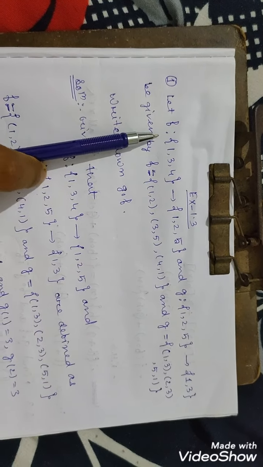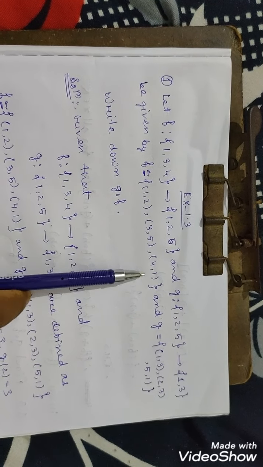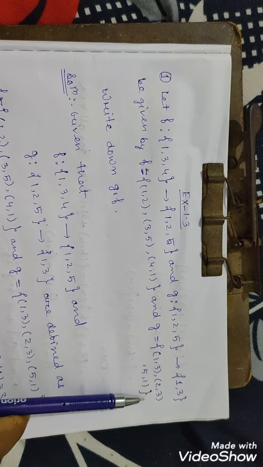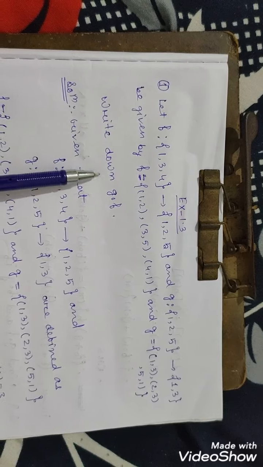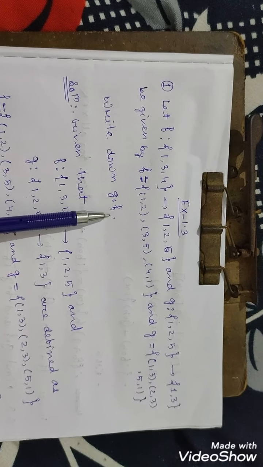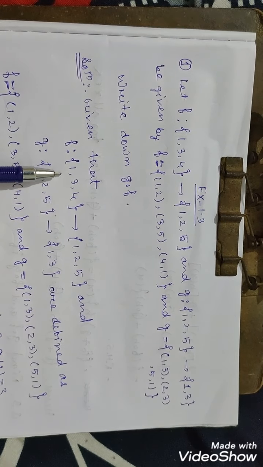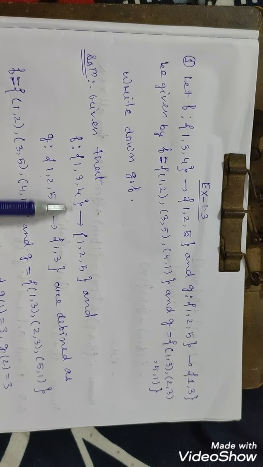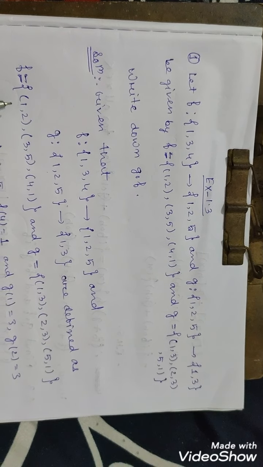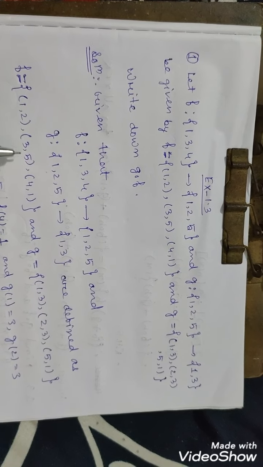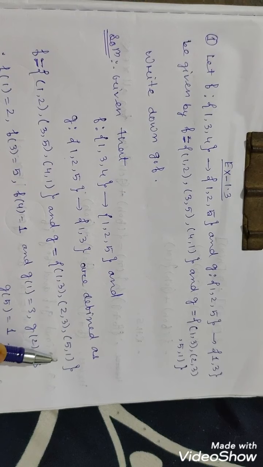Exercise 1.3, question number 1. Let a function f and g be defined by f: 1,2 like that, and g is 1,3, 2,3 and 5,1. You have to write g dot f. So I write here, given that f goes from {1,3,4} to {1,2,5}, like that g is also defined. So here it is given f contains (1,2), (3,5), (4,1) and g contains (1,3), (2,3) and (5,1).